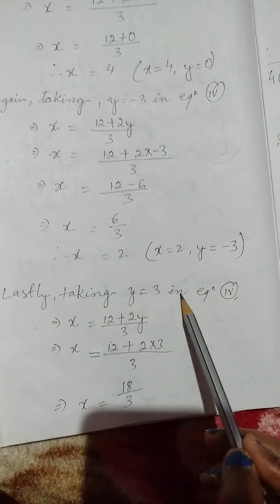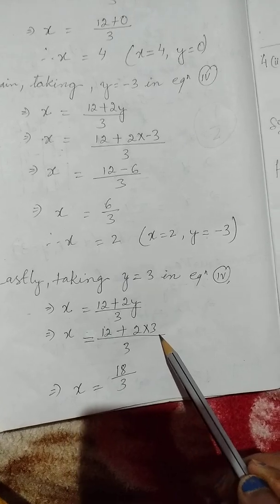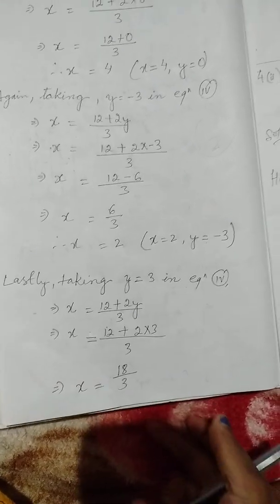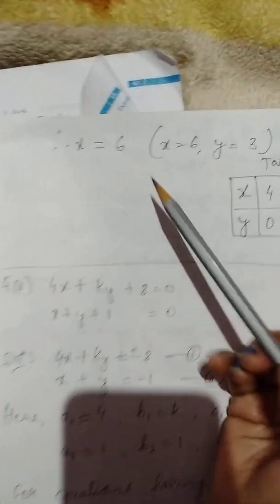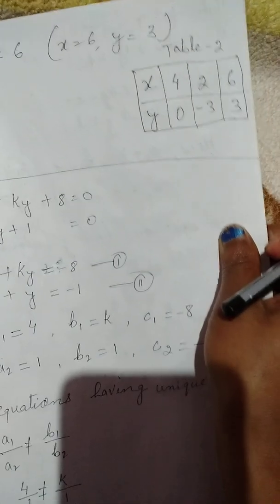Lastly taking y equal 3 in equation 4. In place of y there will be 3. 2 into 3 is 6. 6 plus 12, 18. 18 is divisible by 3, and therefore x equal 6. So we are getting x equal 6 and y is 3.